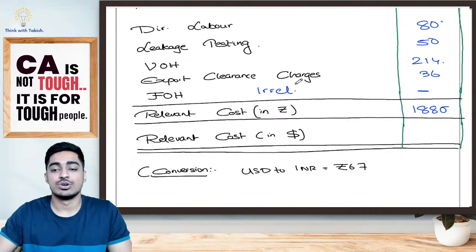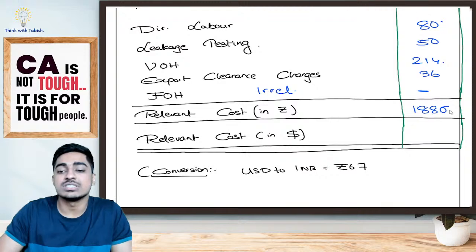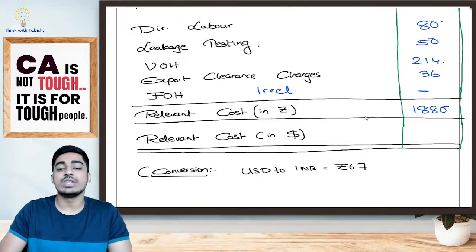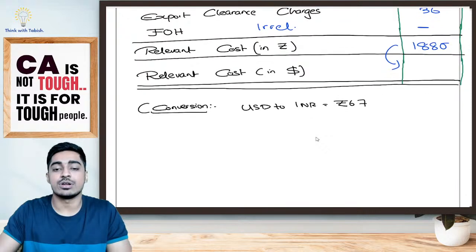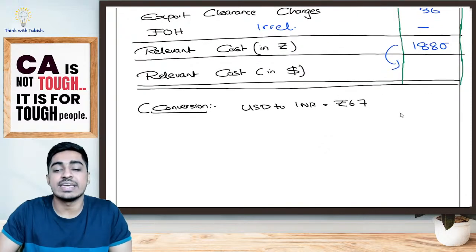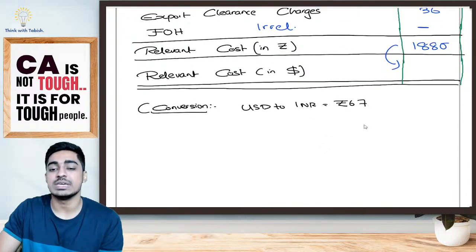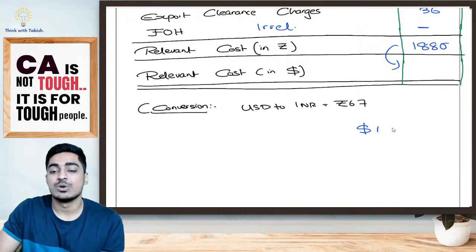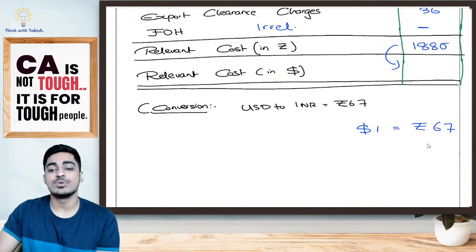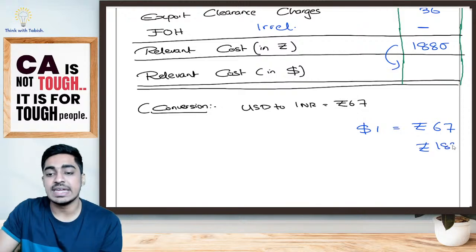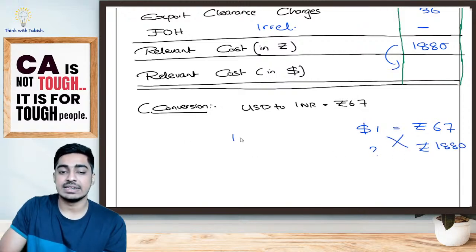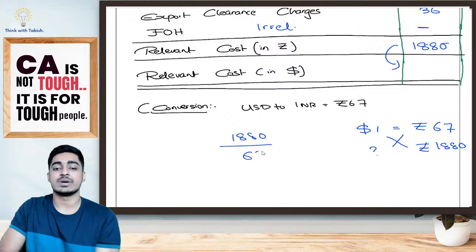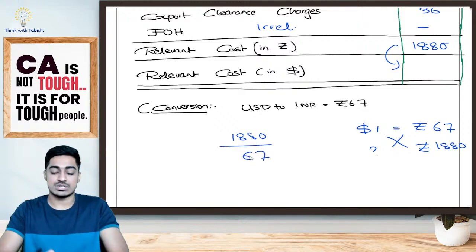So look at what we are trying to tell. We are telling yes, total cost, relevant cost is 1880. Now we need to convert this in terms of dollars. So how do we convert it into dollars, students? Yes, USD to INR conversion is 67 rupees. Yes, what does it mean? $1 is equal to 67 rupees. We want to calculate 1880 rupees is how much dollars? So we'll tell it is 1880 divided by 67. How much is it, students?